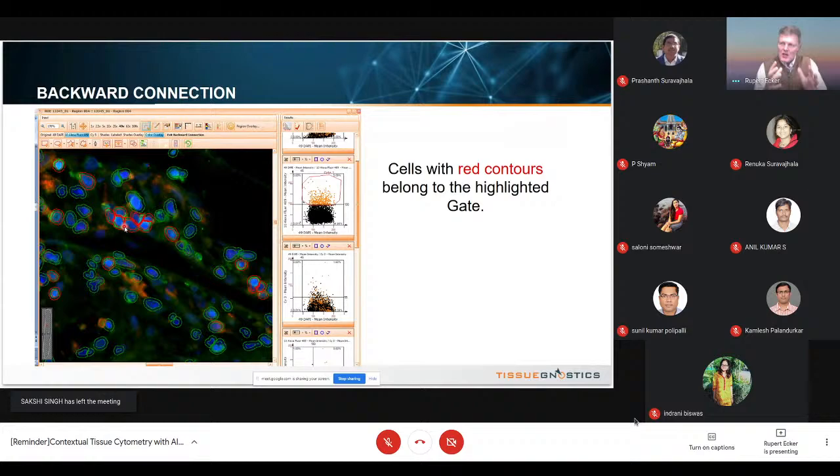That means you get the connection between the phenotype and histology. The system not only tells you how many cells are there and how many express a specific marker or a specific marker combination, so co-expressions can be determined, but also where the cells with a certain phenotype are located in the tissue section.